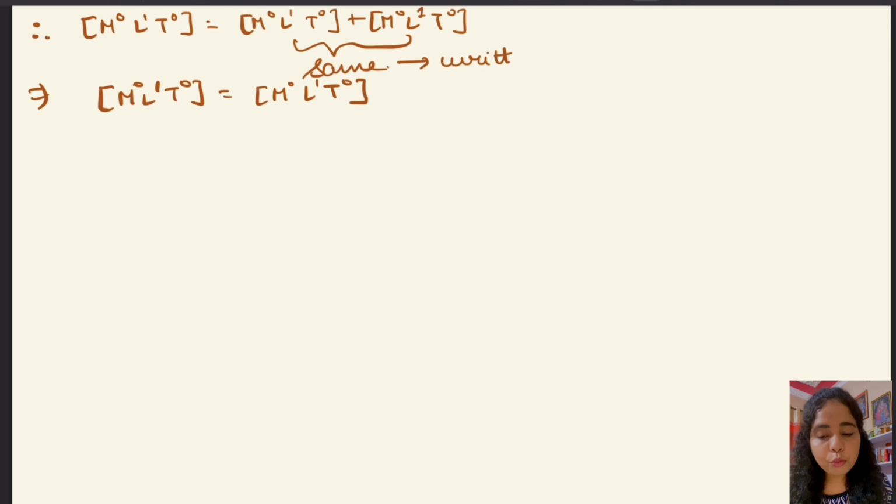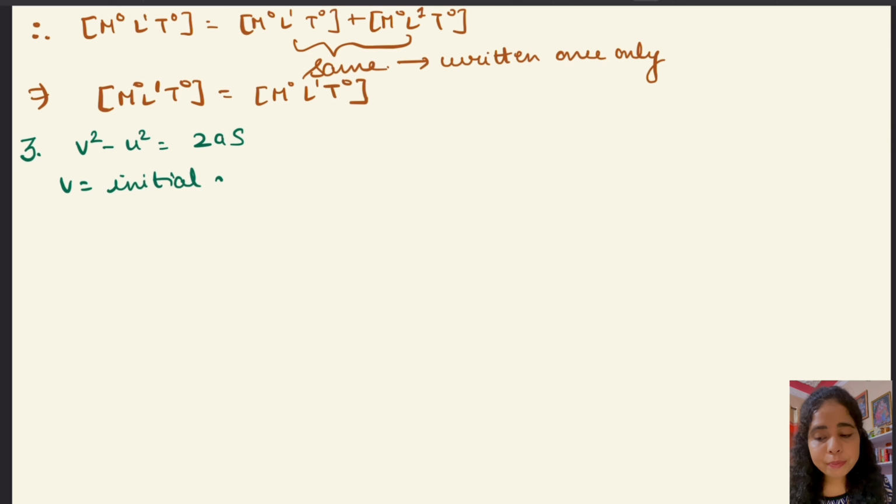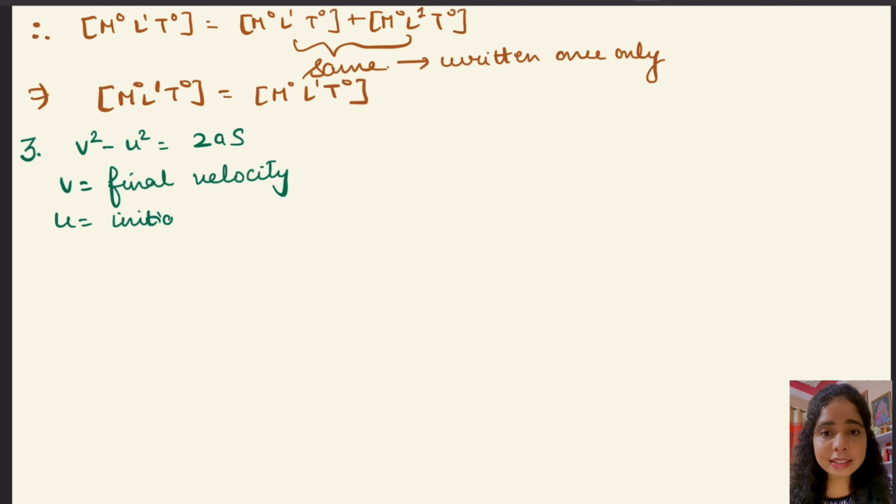That means we are having same dimensions on the left hand side of the equation, and we are having the same dimensions on the right hand side of the equation. So if this is the case, then we can say s is equal to ut plus half at square is a dimensionally correct relation. Now we are having third equation, that is v square minus u square is equal to 2as, where v is representing a final velocity. So it is not representing initial velocity, it is representing a final velocity. Then u is representing initial velocity, a is the acceleration, and s is the displacement.